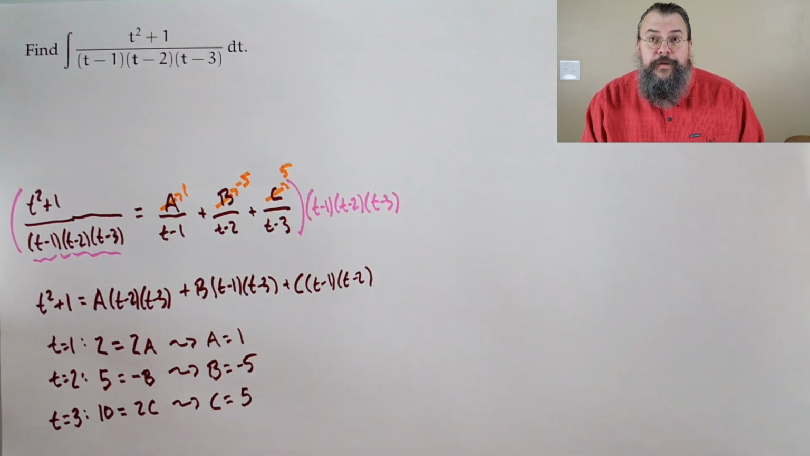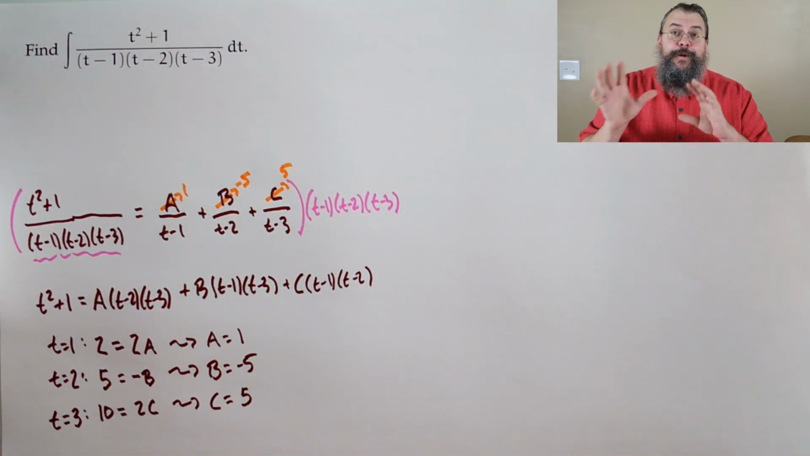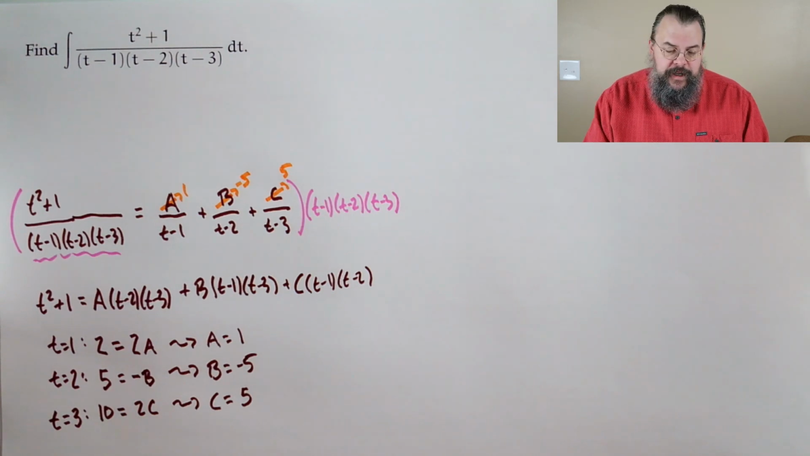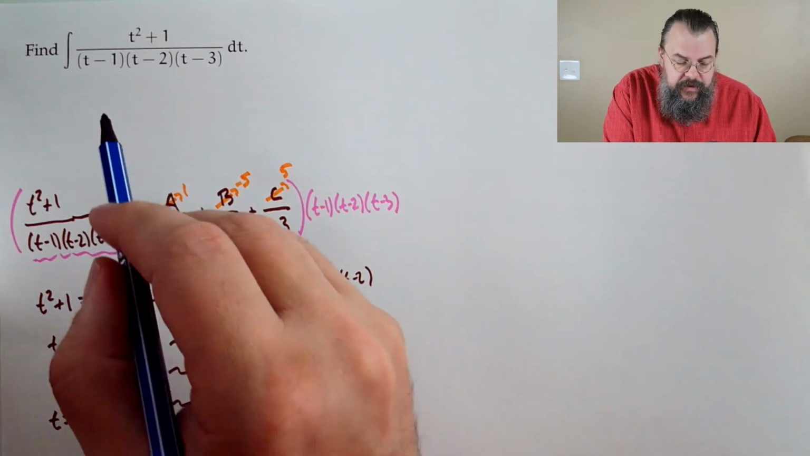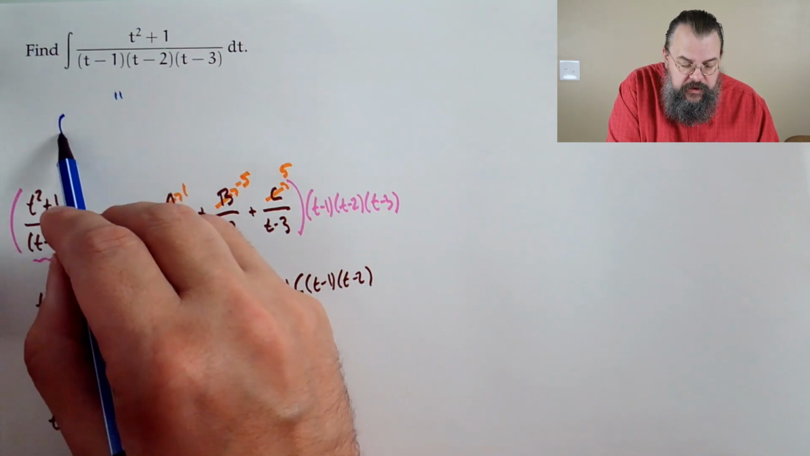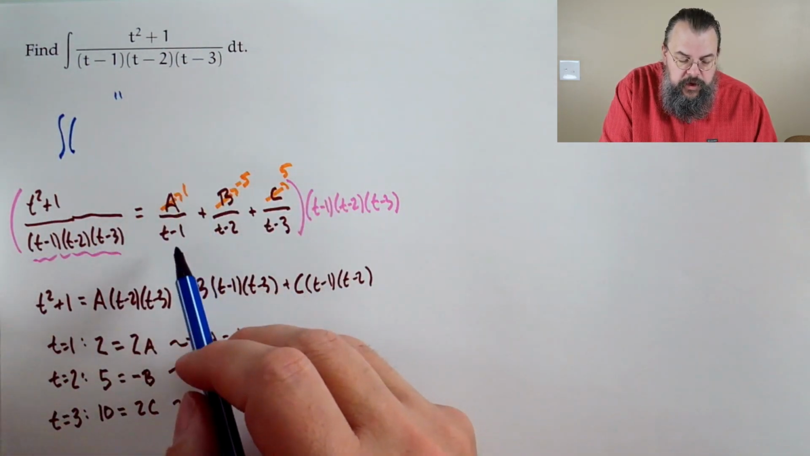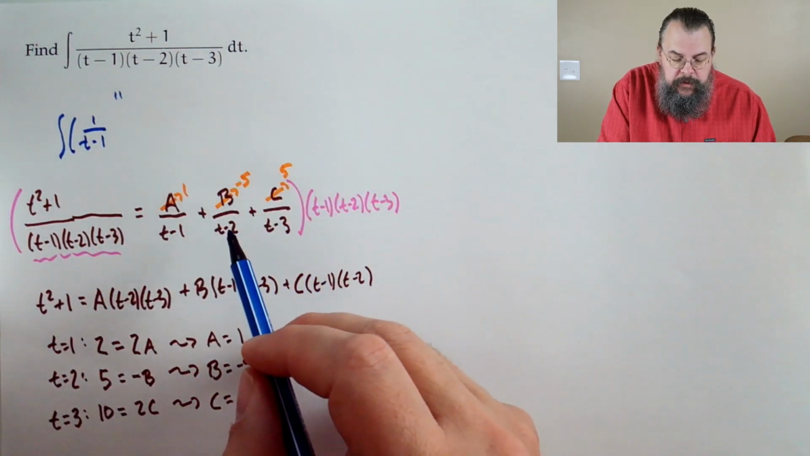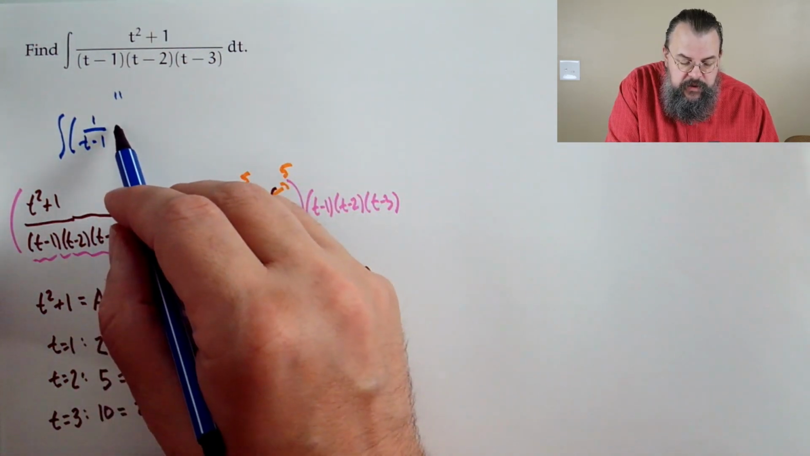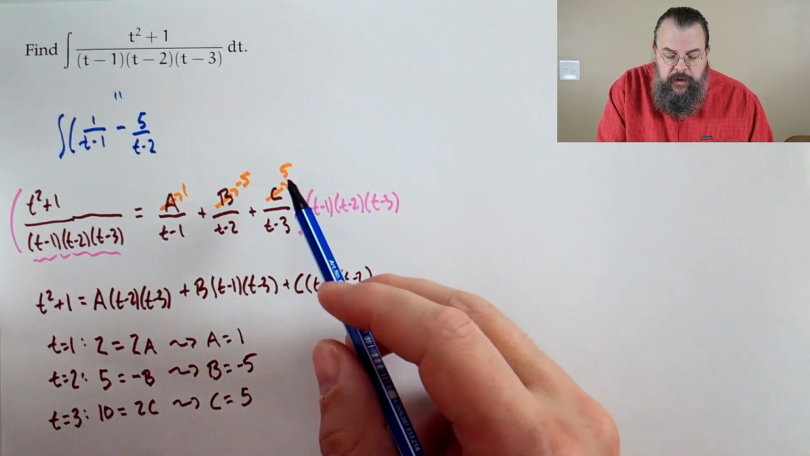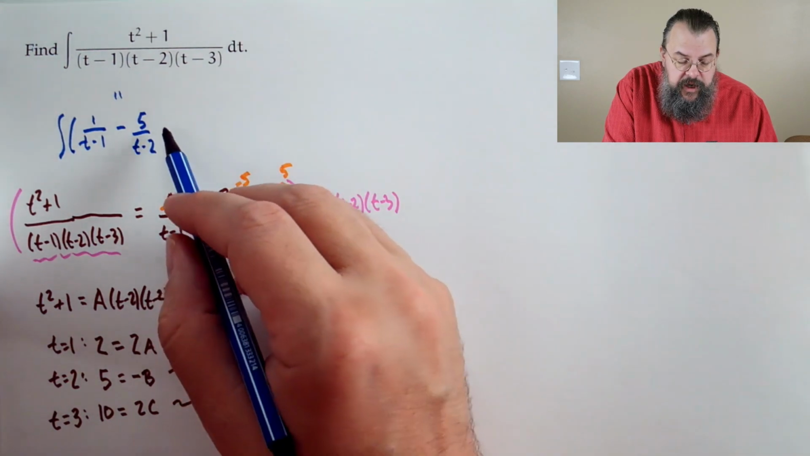So we're done with the partial fractions. We go back to our regularly scheduled integration problem, and we say, hey, this is equal to the following. It's the integral of 1 over t minus 1, then minus 5 over t minus 2, and then positive 5 over t minus 3.